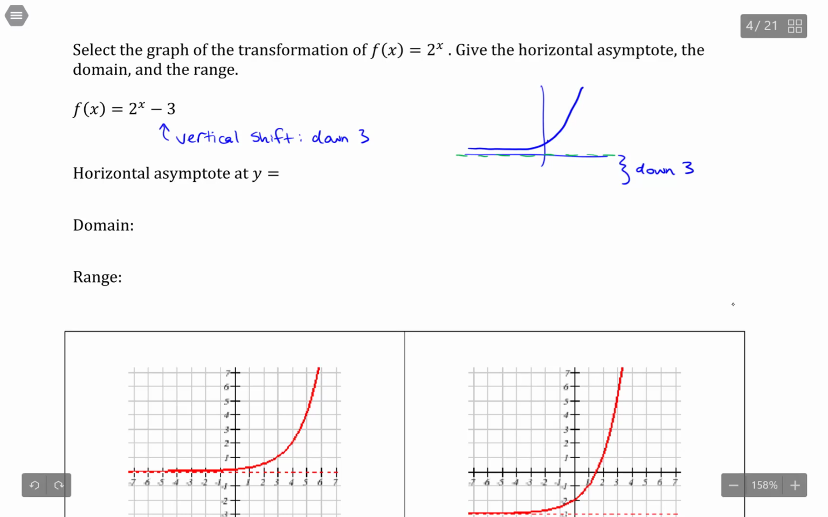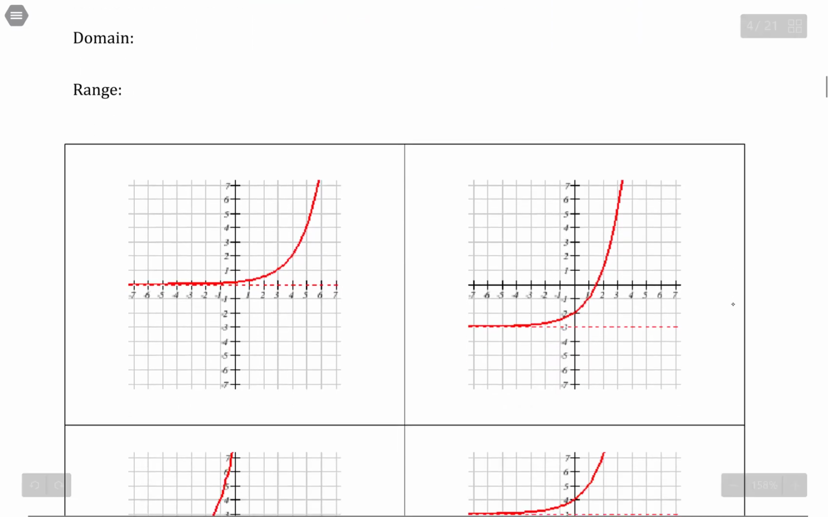Once we do that, then this point right here is usually at the point 0, 1, but then it shifts down 3 units as well, so it should be at -2. So let's see which of these graphs fit this description.